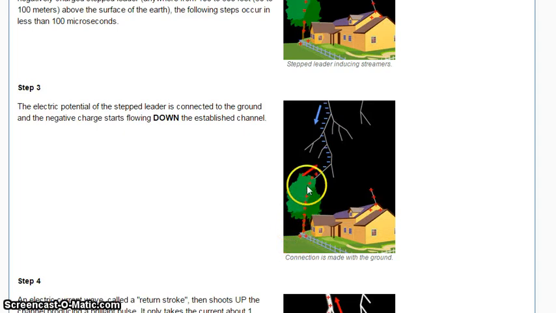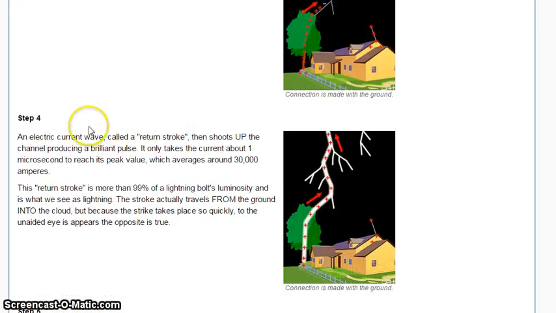So finally, as that path is connected and the circuit is complete in that way, we then have what we call the return stroke, and this would be our bolt of lightning, and this moves very quickly from the ground up to the cloud. So remember that the bolt of lightning that we see, while it doesn't appear that way, does go from the ground up to the cloud.